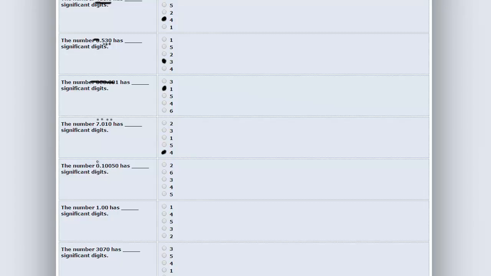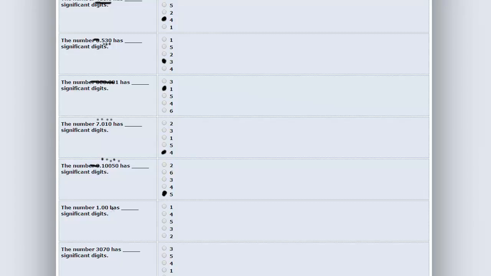This number, 0.10050. Well, zeros before a number are not significant. So we have this 1, and this 5 is significant. And zeros between 2 significant digits are significant. And this 0, because it appears at the end of the number and to the right of the decimal point, is significant. So we have 3, 4, 5 different significant digits here.